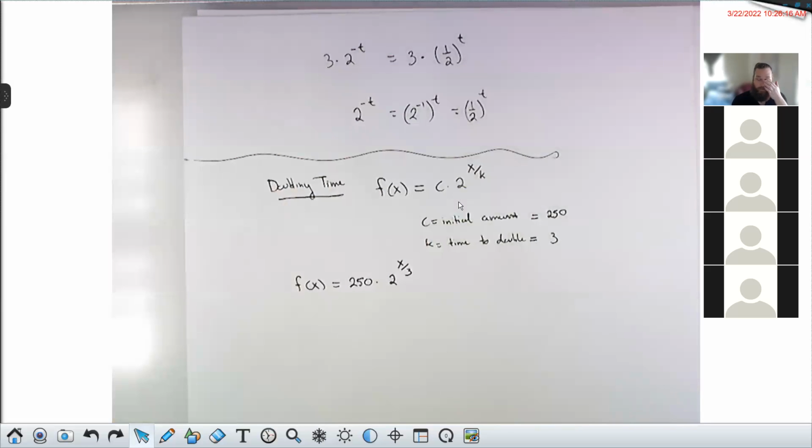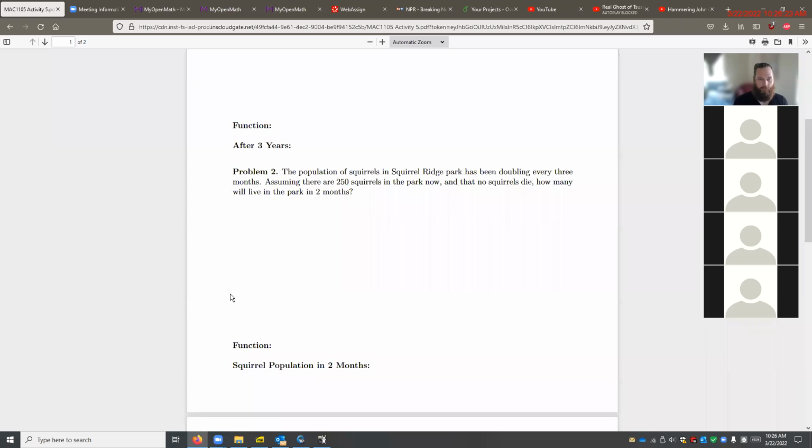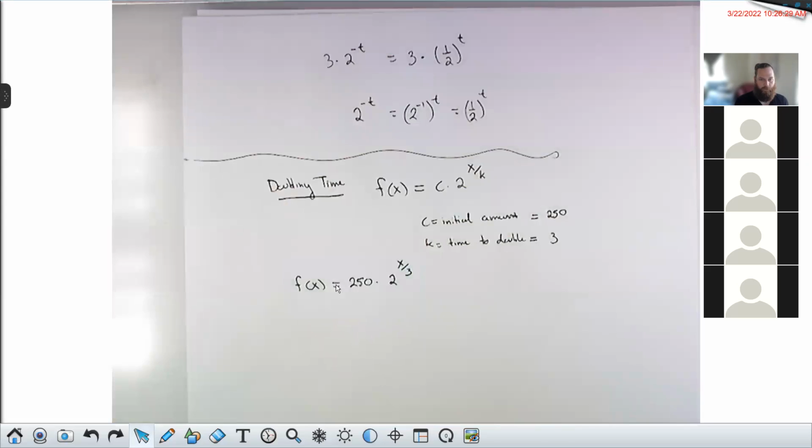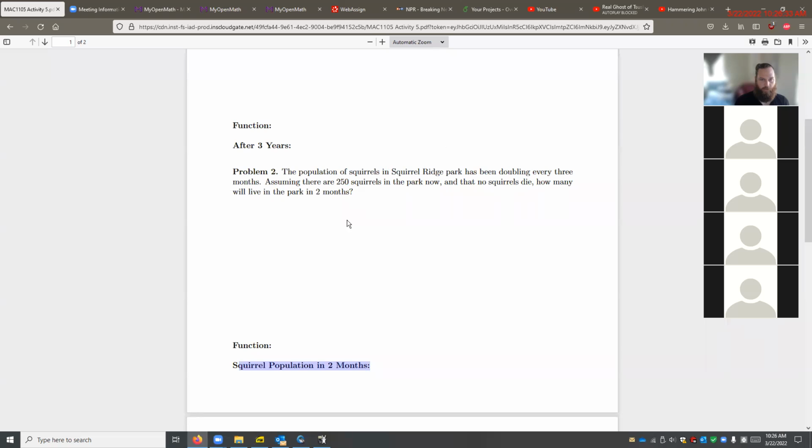And that would be part A. That's it. All we got to do. So part A, finding the function that models the population. Here it is. So that's the first part, right? That's the function. And then to figure out the population in 2 months, we would have to plug in some appropriate number for X here. And think about the units we're using. I'll let you think on that for just a minute.